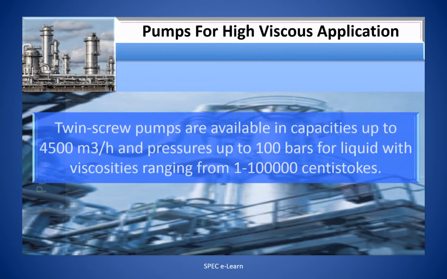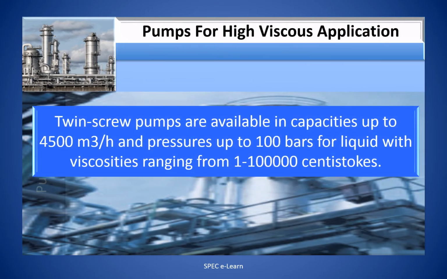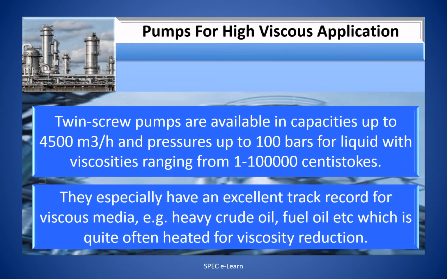Twin screw pumps are available in capacities up to 4,500 cubic meters per hour and pressures up to 100 bars for liquids with viscosities ranging from 1 to 100,000 centistokes. They especially have an excellent track record for viscous media, for example, heavy crude oil, fuel oil, etc., which is quite often heated for viscosity reduction.